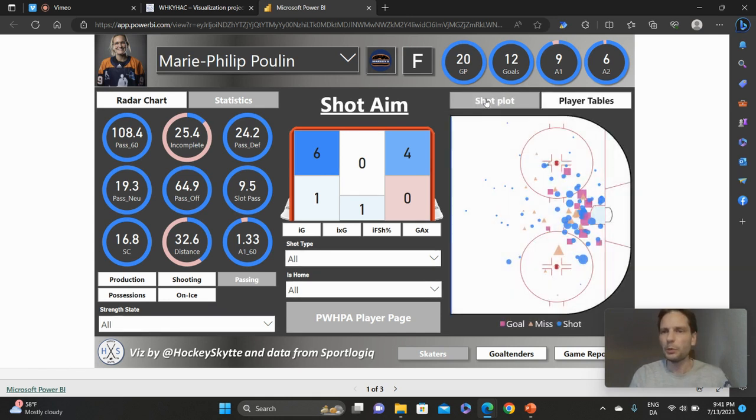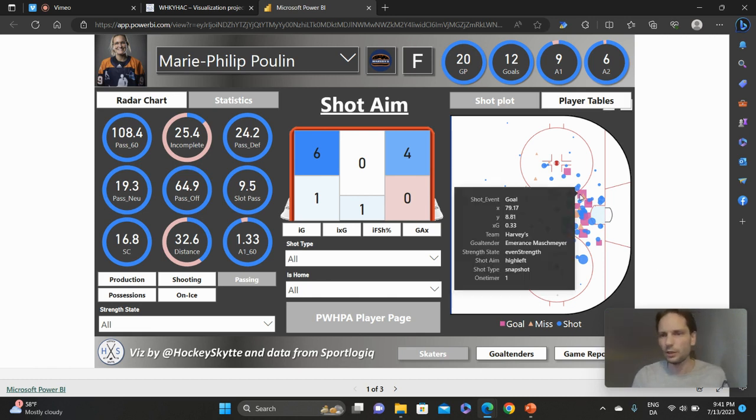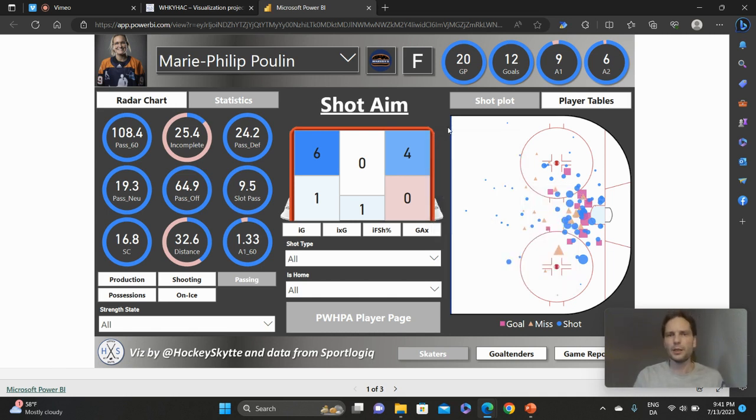So we can go to shot plot, and here we can see all her shots. The pink ones are goals, and you can actually hover over and you can see data for that specific goal. Now, the interesting part is looking at her shot aim. You can see that Poulin has 12 goals, but 10 of them are in the top left corner or in the top right corner. So she's definitely scoring most of her goals in the top part of the net.